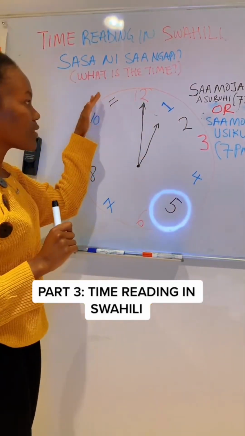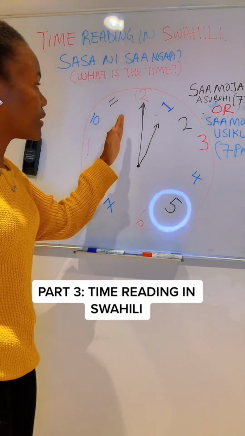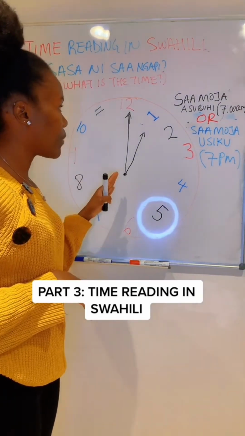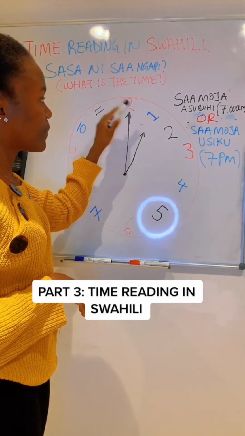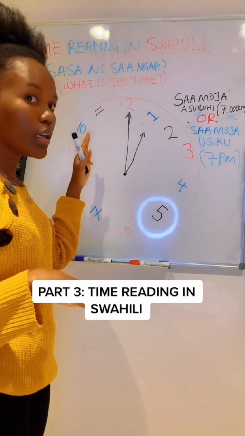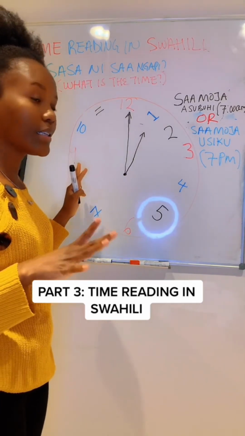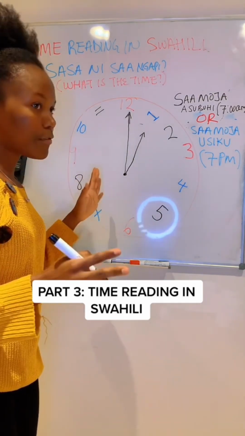So have a look at this clock, right? For example, our clock is pointing at 1. This can either be 7 a.m. in the morning, or it can also be 7 p.m. at night. It depends. So let's have a look.